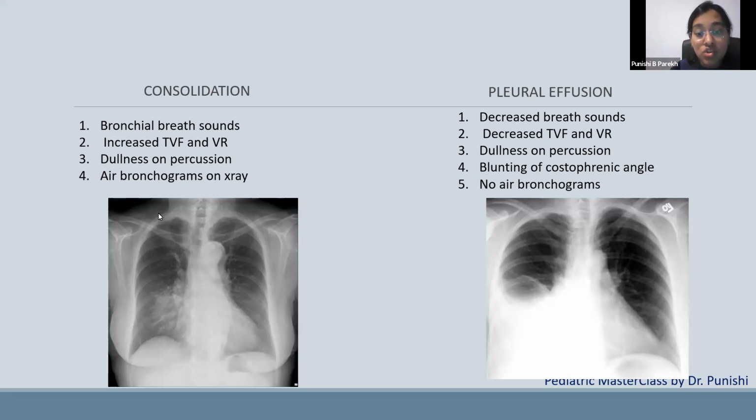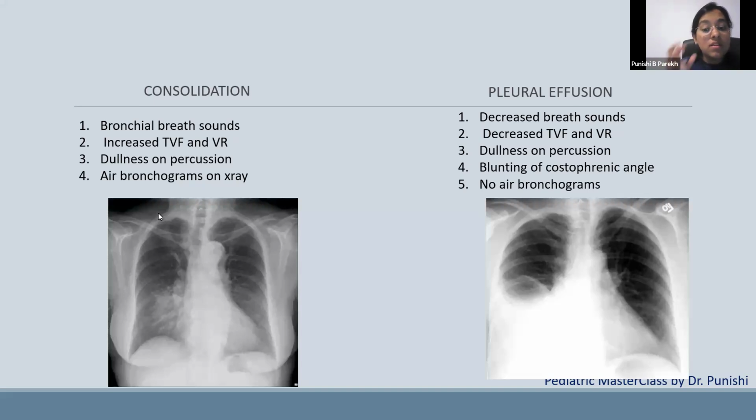Whereas in a pleural effusion, you'll have blunting of the costophrenic angle, and it's going to be more of a homogeneous opacity without the presence of air bronchograms, which points towards the probability of effusion. So that is how you differentiate consolidation versus effusion on examination and on the basis of a chest X-ray.